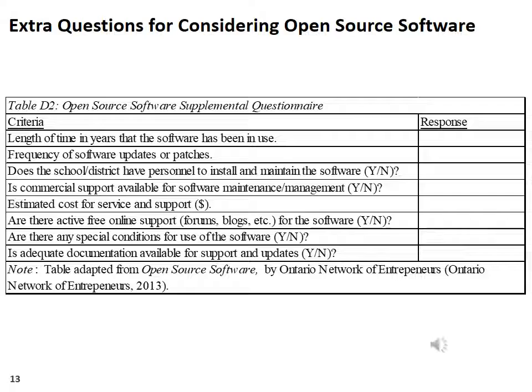When and if your school decides to potentially adopt an open source software application, it is still important to ask a few extra questions that may help determine if the software will be successful in the long run. In addition to the software evaluation tools we used previously, this table contains a set of supplemental questions that will help the educator make a decision on open source software platforms. These questions mainly relate to software service, support, documentation, updates, and time it has been in use.